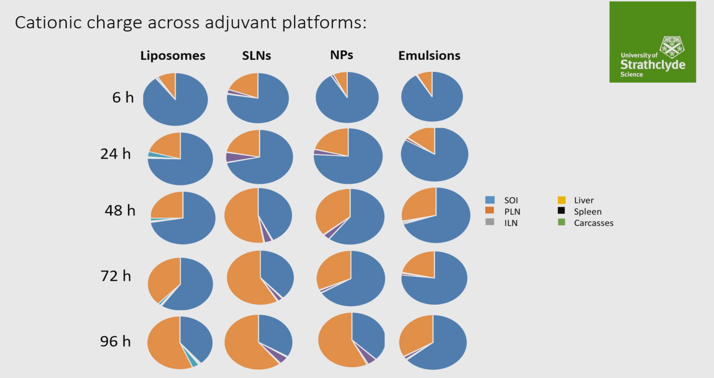So the blue is sitting at the site of injection, and you can see blue is mainly predominant there. The orange is when they move to the popliteal lymph node, the local lymph node. See, this cationic charge drives many of our particles to form a depot and then slowly move to the draining lymph node.